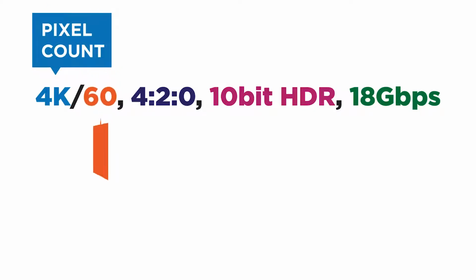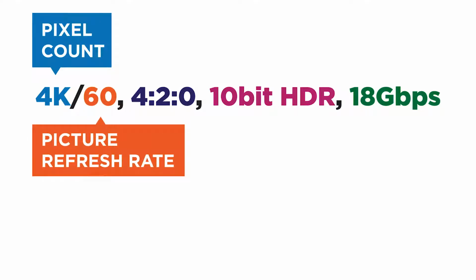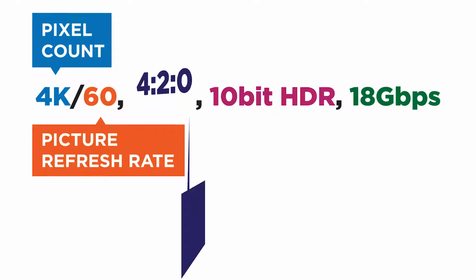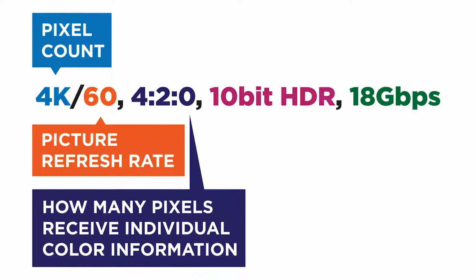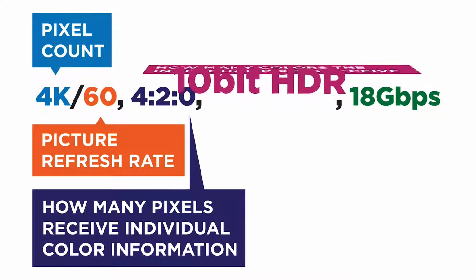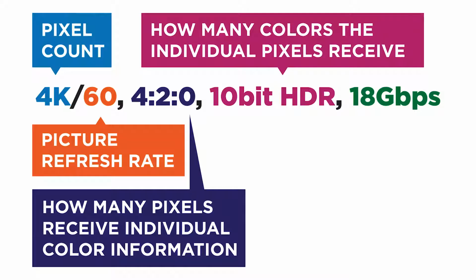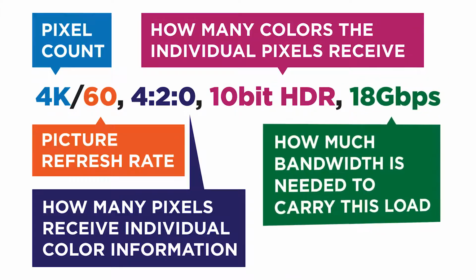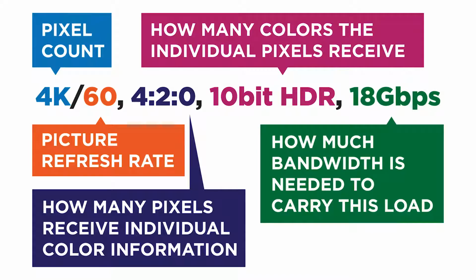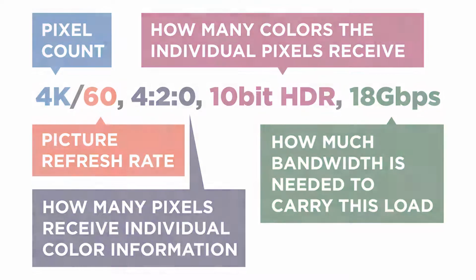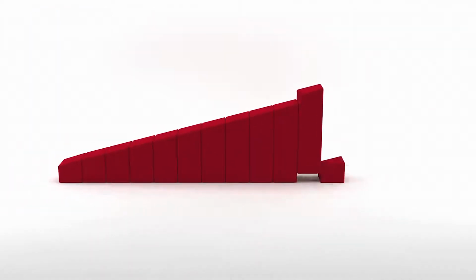A higher picture refresh rate means there will be a smoother transition between frames. This number represents the number of pixels receiving color information. The bit rate refers to the number of colors available to each pixel. The higher the better, making a big difference. Finally, gigabits per second is the data bandwidth needed to carry all of this information to create the picture. As anything increases in the spec, a higher bandwidth is needed. So, as you see, the term 4K encompasses a wide range.